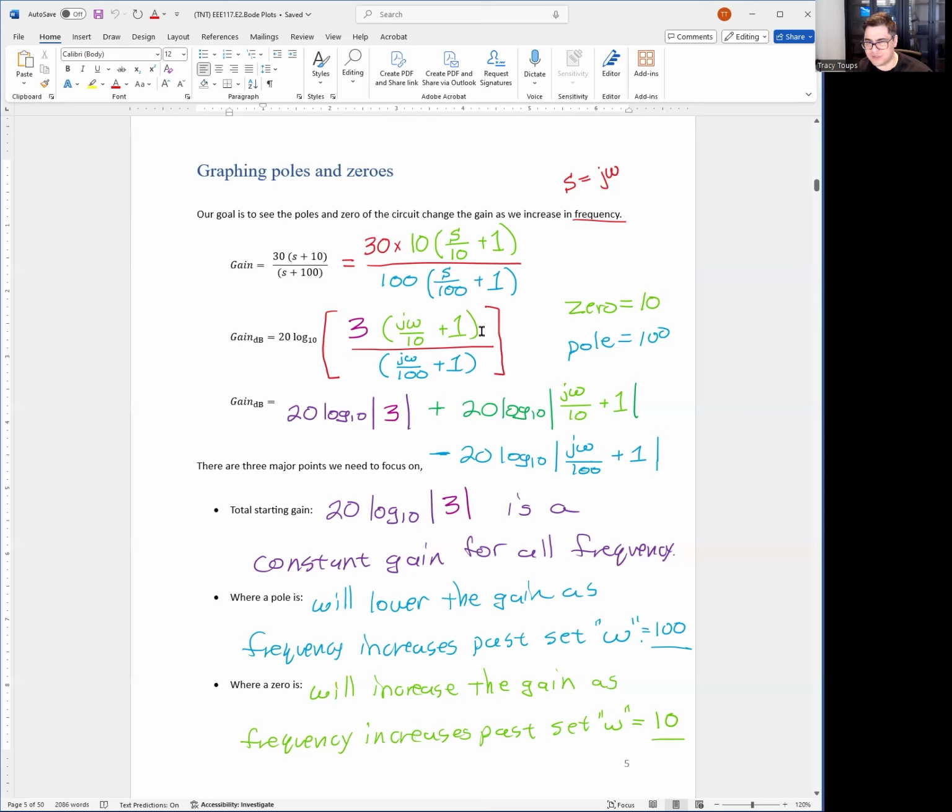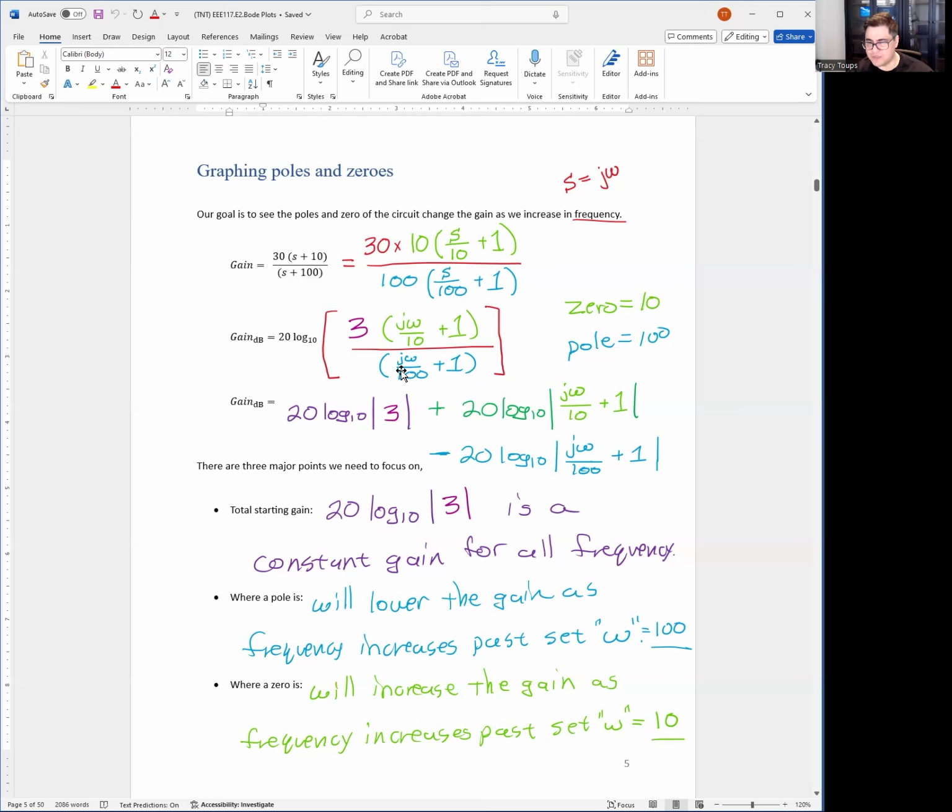We want to try and make the circuit eventually jω/10 plus 1. Okay, remember last week, that's the point where we saw that the gain starts increasing, right? Whenever this ω is equal to this, where the 0 is. Okay. Same thing for the pole. You see how we have a jω divided by 100. So if we plug in j100 over 100, we're going to get j1 plus 1.